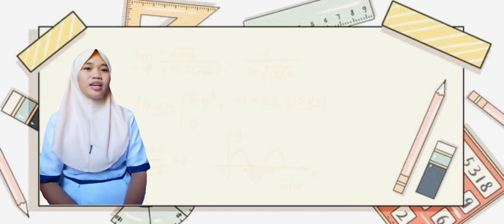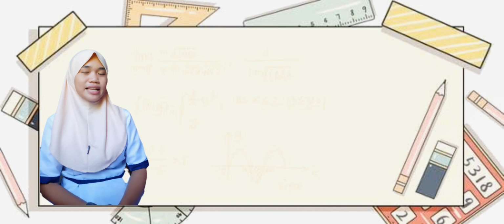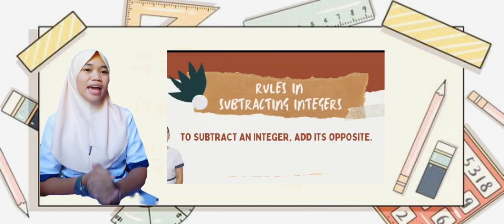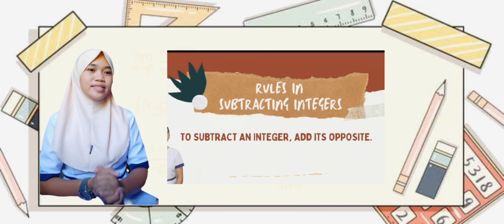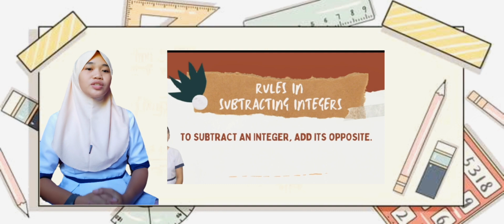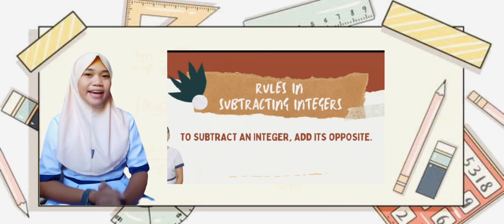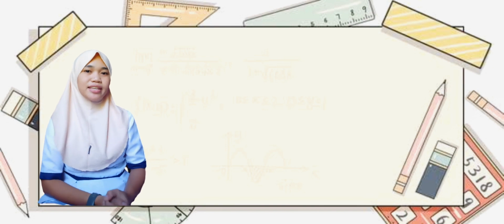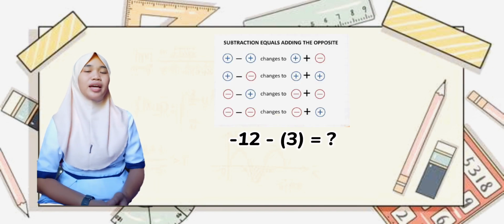You got it. So, what have you noticed? Yes, subtracting an integer, let's say n, from another integer is the same as adding n's opposite to the other number. In other words, to subtract an integer, add its opposite. Now, to have a clearer understanding, consider this example.